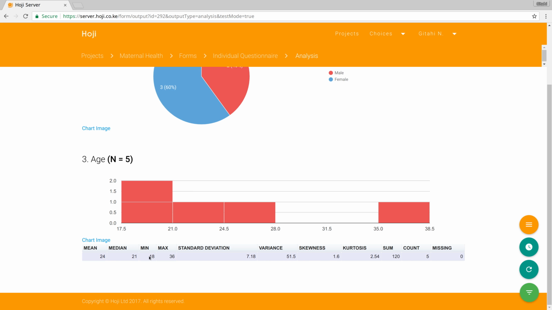If you look at the ages, the youngest person we interviewed was 18 and the oldest person we interviewed was 36. The average is 24, and the majority of our respondents are between 17.5 years old and 21 years old. And of course, all of the other summary statistics, again, just like we saw them before.